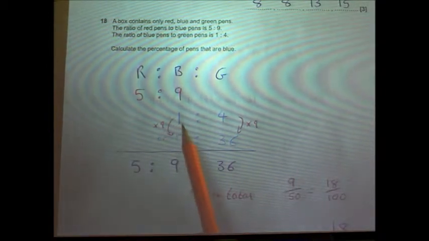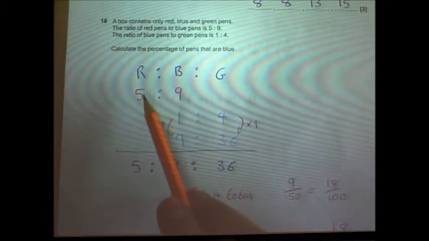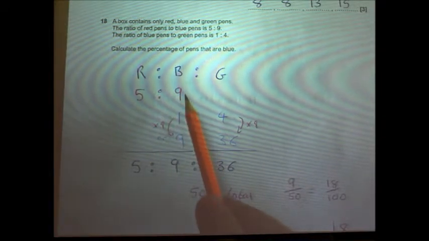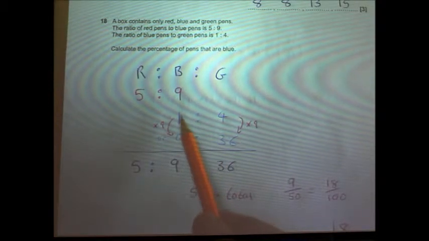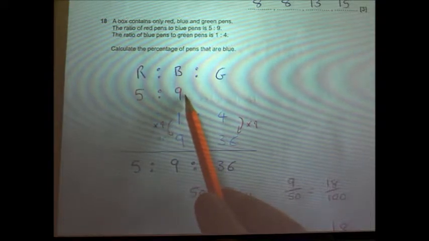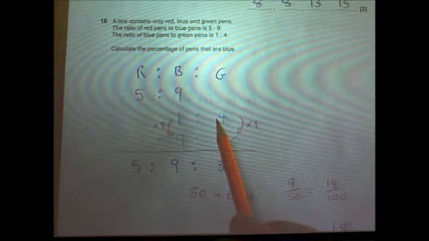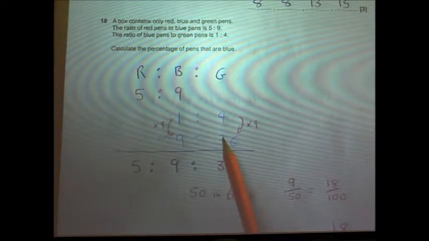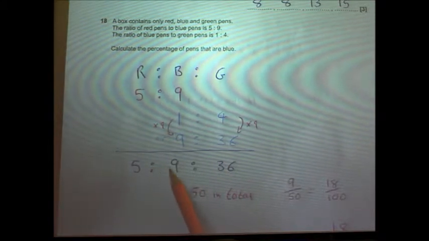Right, to do this, the common thing you know is the ratio that are blue. So in the first case, it's 5 red to 9 blue, and the second case is 1 blue to 4 green. I'm going to multiply this and this by 9, because then I'll be able to equate it to the ratio I had for my first one. So 1 to 4, that's the same ratio as 9 to 36. So I can say the ratio of all the pens are 5 red to 9 blue to 36 green.